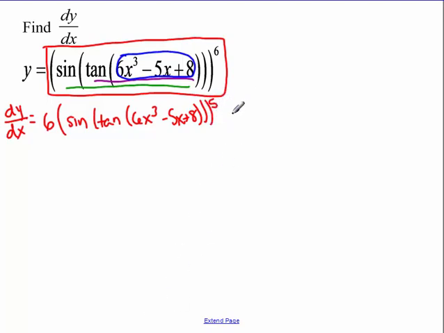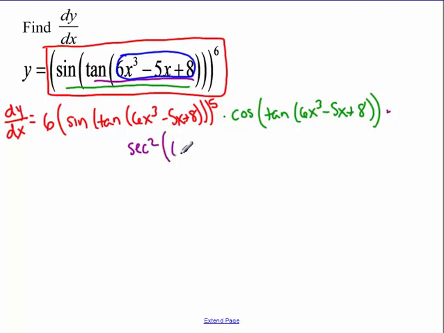Now the derivative of the sine. Derivative of the sine is the cosine. And again, everything else inside stays the same. Now we take the derivative of the tangent. Derivative of the tangent is, now you'd multiply, but I've run out of room, so I'm sorry, the derivative of tangent is the secant squared of the 6x cubed minus 5x plus 8.